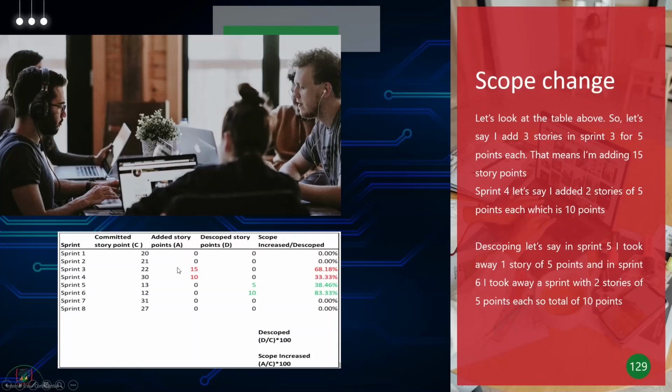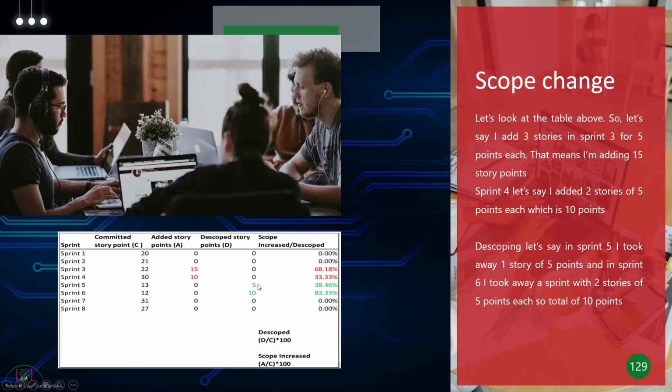So if I look at the table here, let's say I add three stories in sprint 3, for 5 points each. So in sprint 3 I added extra story points, and then in sprint 4, let's say I add 2 stories of 5 points each, which is 10 points. Similarly, I can de-scope, right?